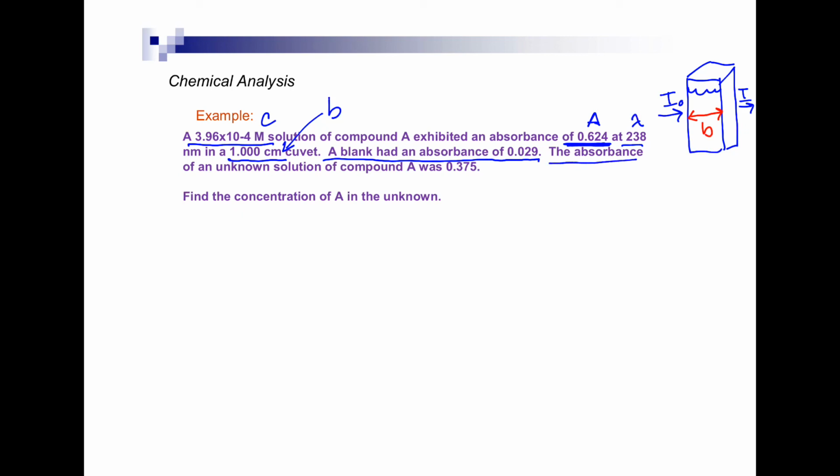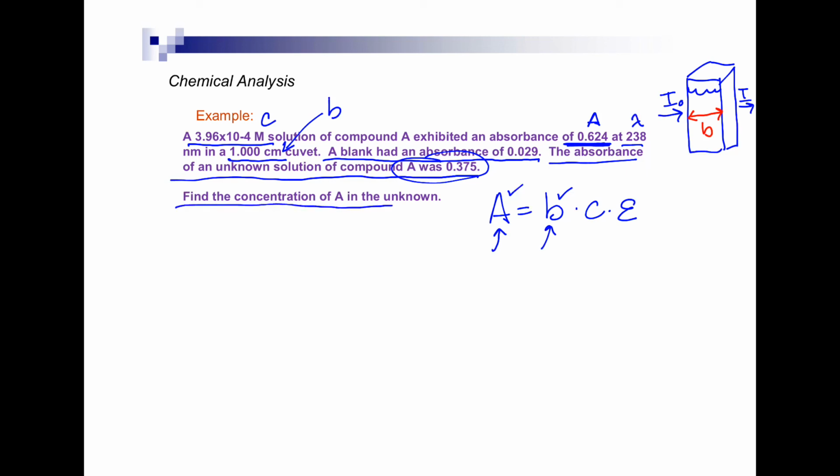Okay, it says the absorbance of an unknown solution of compound A was 0.037. Now, when I put this information together, I'm measuring absorbance, so I know I'm going to use Beer's law. And I'm given the absorbance, so I have that one. I'm given the cell length, the 1 centimeter cuvette, so I have that one. I'm trying to find the concentration of A in the solution, so I'm trying to find this one here. I can do that if I somehow knew the molar absorptivity.